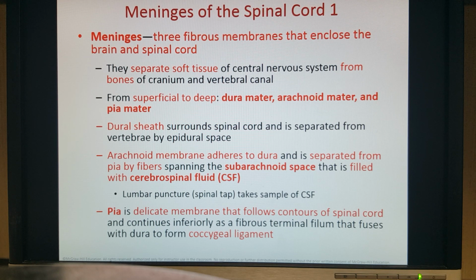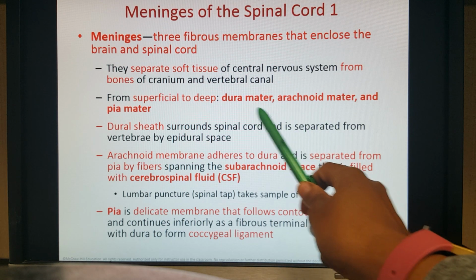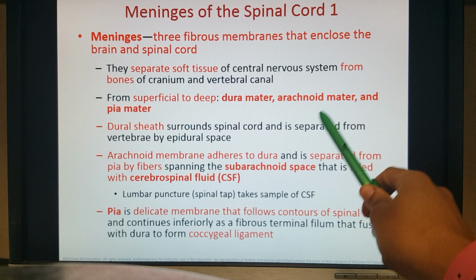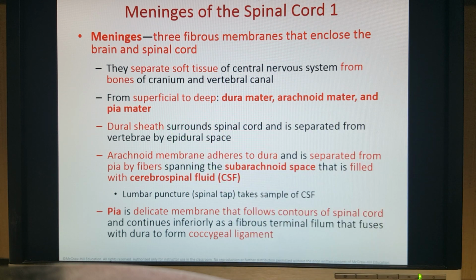Just like in your brain, your spinal cord has the meninges, so it continues wrapping around the brain, down the brainstem, and down your spinal cord. So it still has those three layers, which are your dura mater on the outside, the arachnoid mater in the middle, and the pia mater on the more internal surface.